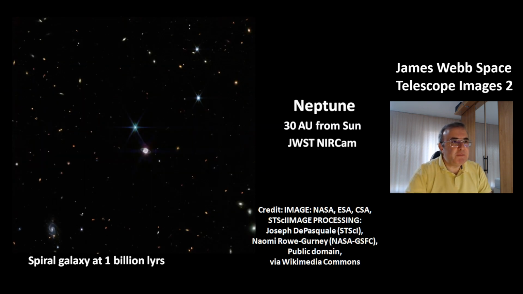This is another very impressive picture. It shows you in the middle Neptune at a distance of 30 astronomical units from the Sun. 1 astronomical unit is the Earth-Sun distance, 150 million kilometers. This picture was taken with the James Webb Space Telescope near-infrared camera. And what is very impressive is this spiral galaxy. The James Webb Space Telescope shows its spiral arms. This is very impressive because it could be that this spiral galaxy is as far away as up to 1 billion light years.